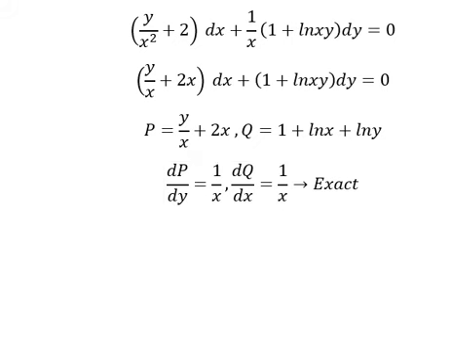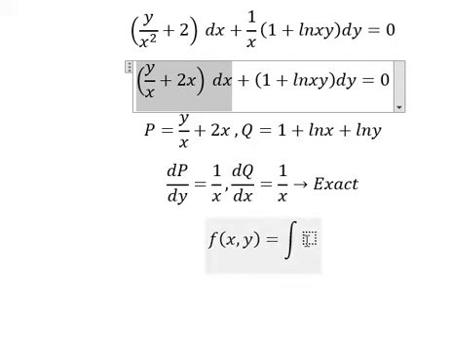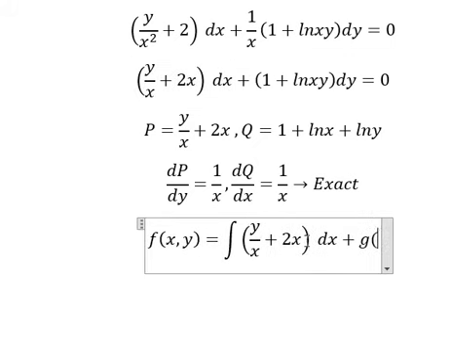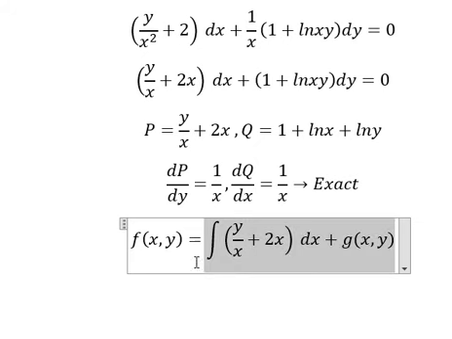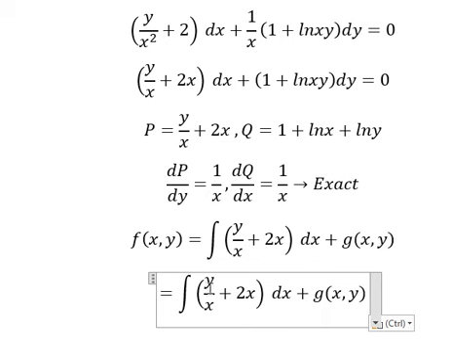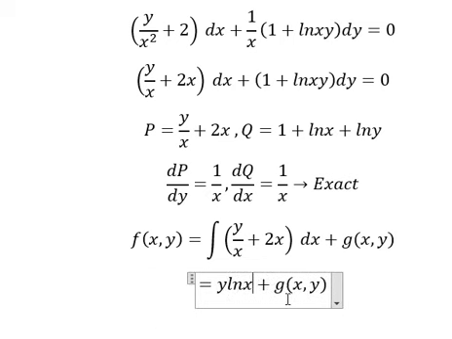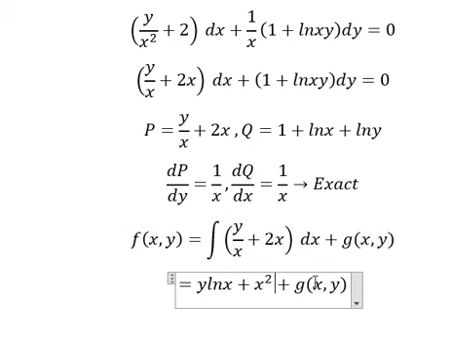Now I need to set up the function f(x,y) equals to the integration. I will choose this one in here, and that's dx plus g(y). So the integration of 1 over x, we have y ln x. The integration of 2x, we have x squared.